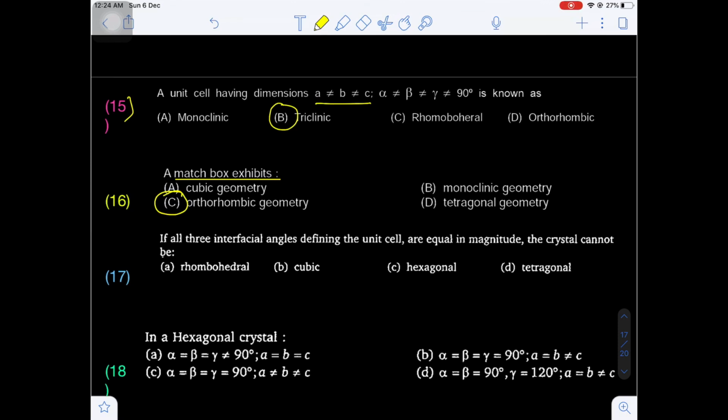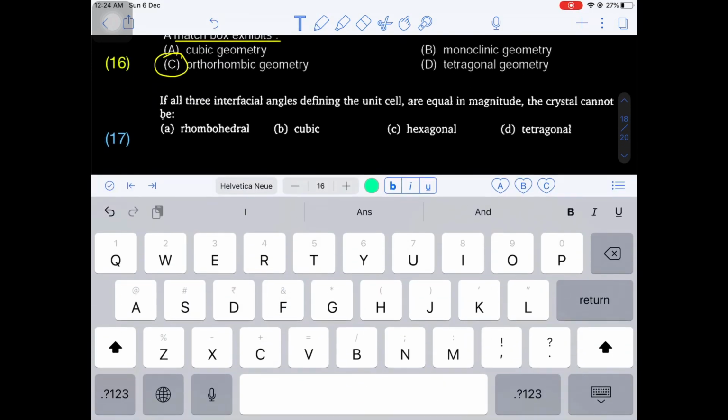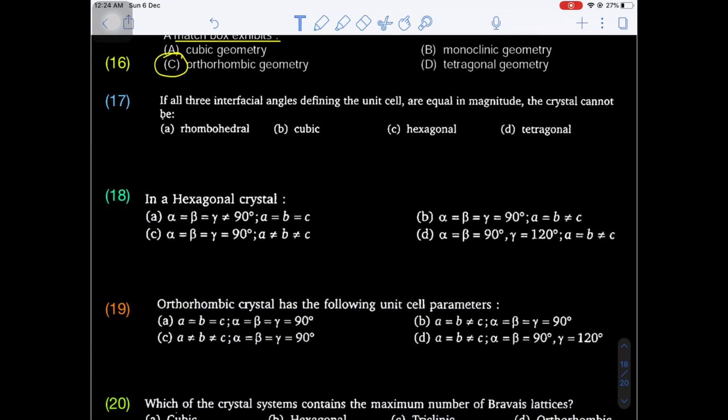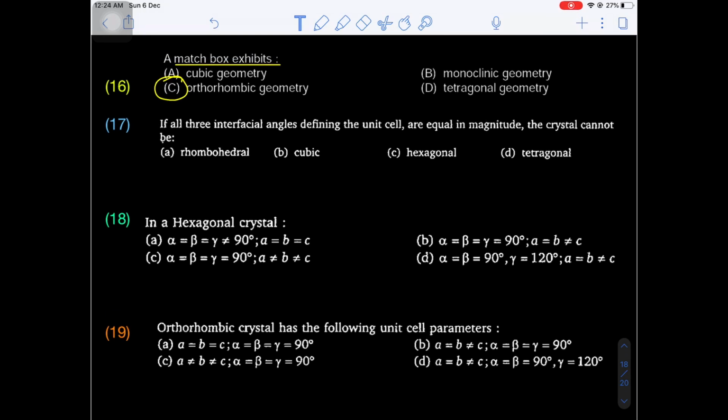Question number 17. If all the 3 facial angles defining the unit cell are equal, that means alpha, beta, gamma equal in magnitude, the crystal system cannot be... If you see in hexagonal, only alpha is equal to beta, which is 90 degrees, whereas gamma value will be 120 degrees. So here which cannot be is the question. That's why the answer will be option C.